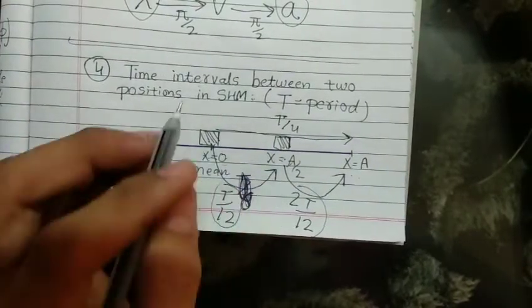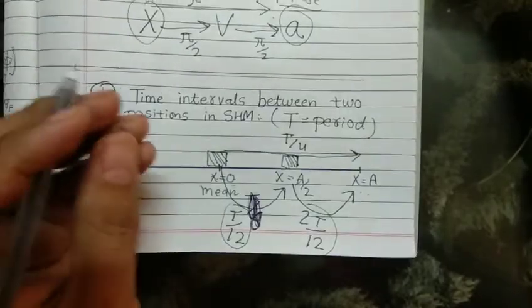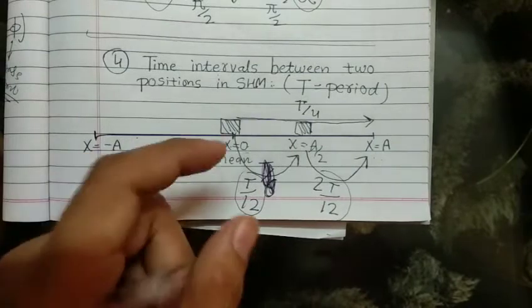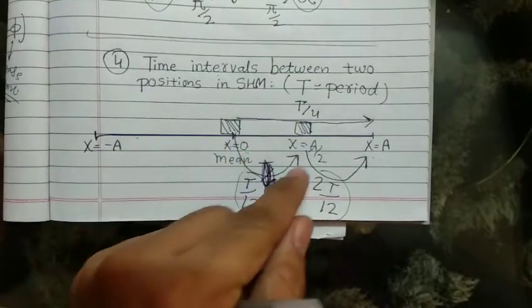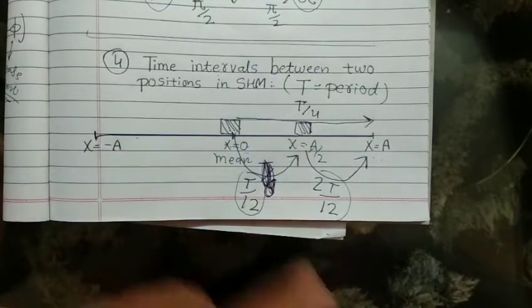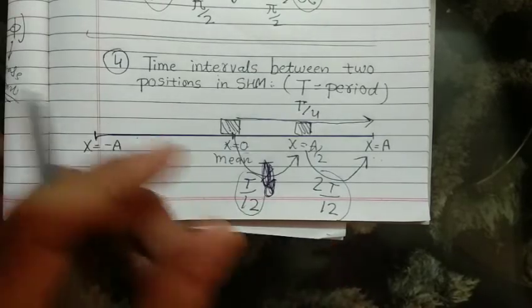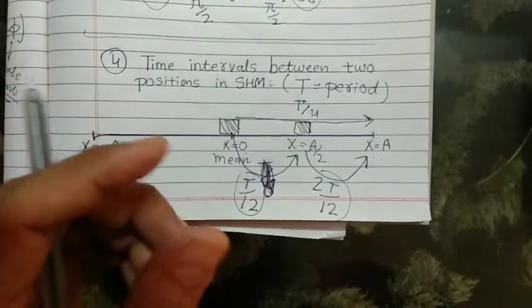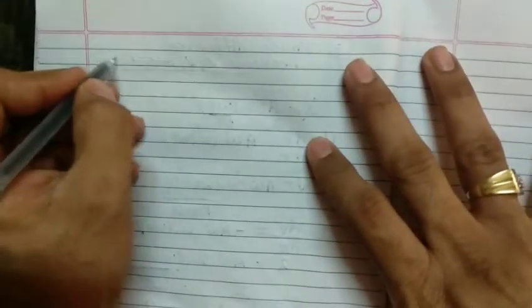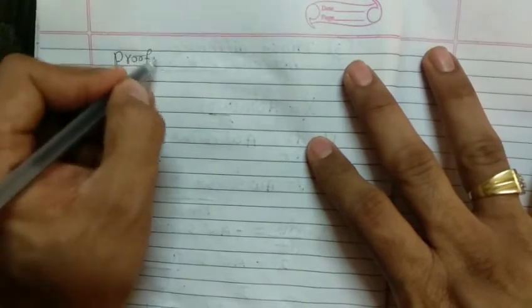Getting this? But now some student might have a doubt about how to prove that it is T by 12. How can we prove that the time taken to go from x equal to 0 to x equal to a by 2 is T by 12? If you have a doubt about how to prove this point or how to find this time, that I am clearing now. Let's see the proof of this point, how it is T by 12.